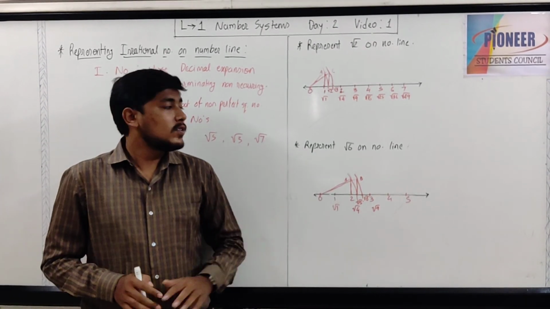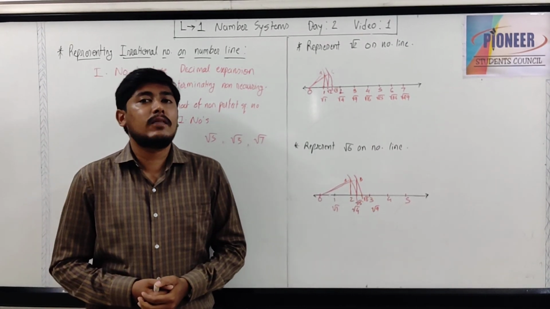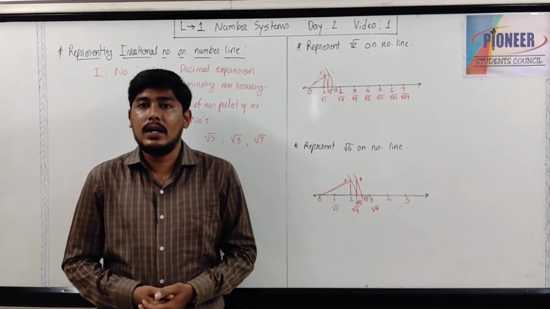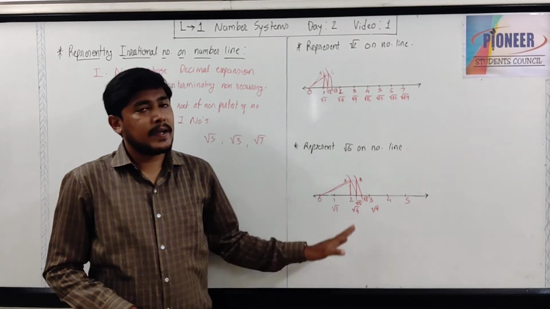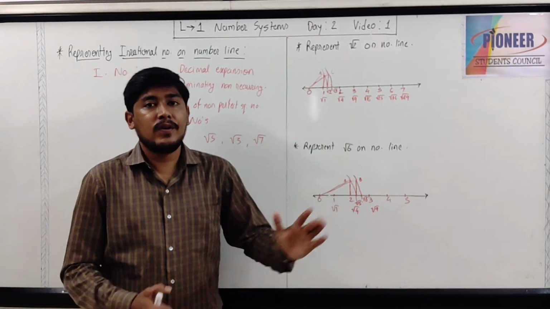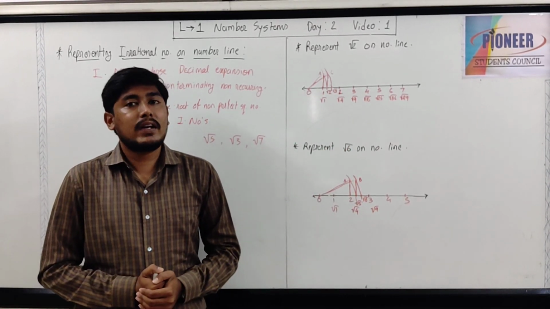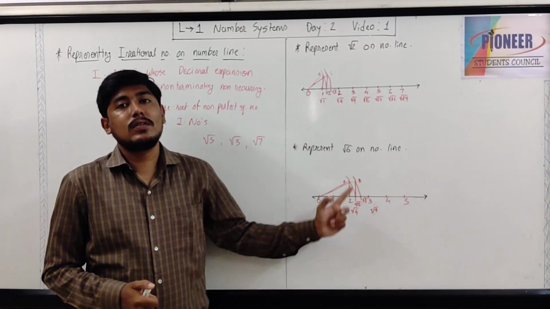Okay guys? So this is the method to represent irrational numbers on the number line. Okay guys, I hope you understand this topic. If you don't understand, watch this video again. Okay? Now I request you all to pause the video and note down this construction from the book.